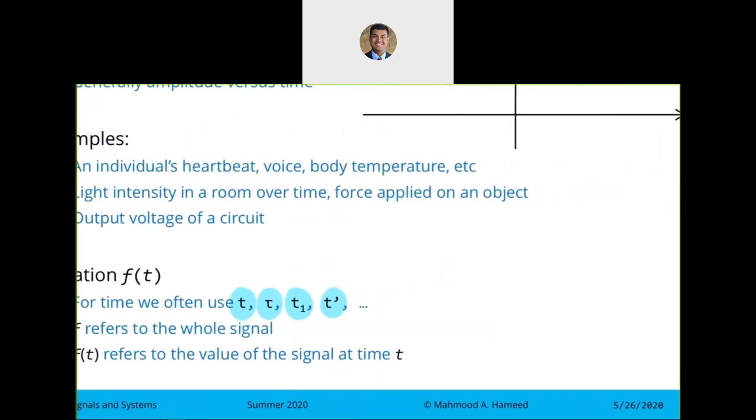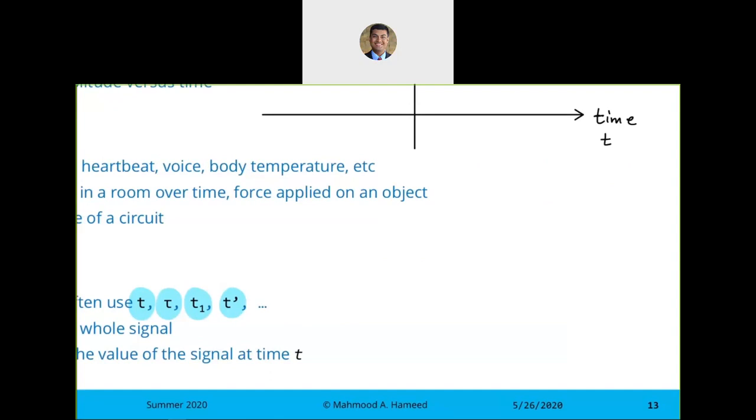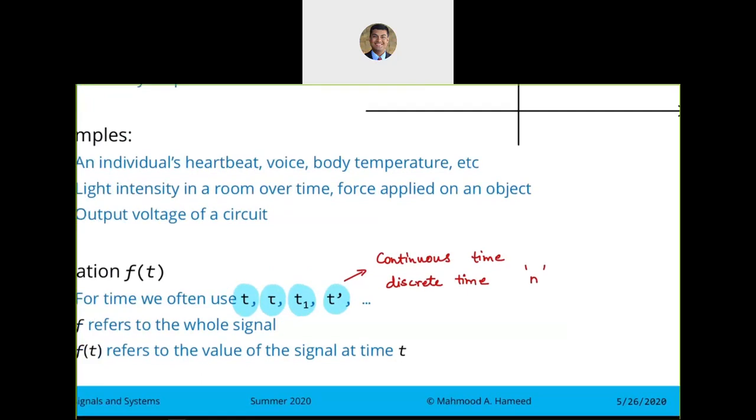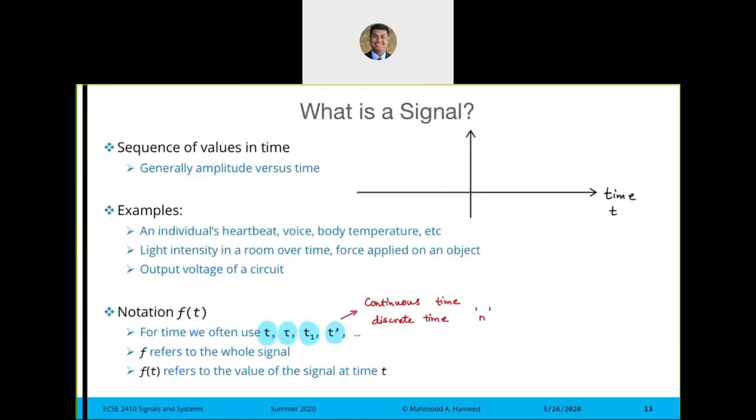Those are for continuous time variable. You could also have discrete time, and we'll talk about this in just a minute, where the variable is n instead of t. How about on the y-axis? Well, on the y-axis, you have the signal itself. So let's say our signal is, let's use f. So I've got f of t on the y-axis, time on the x, f of t on the y.